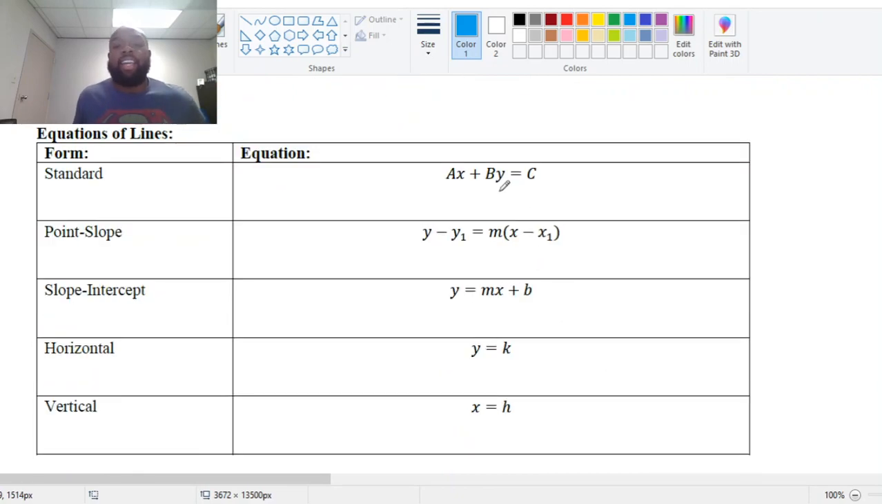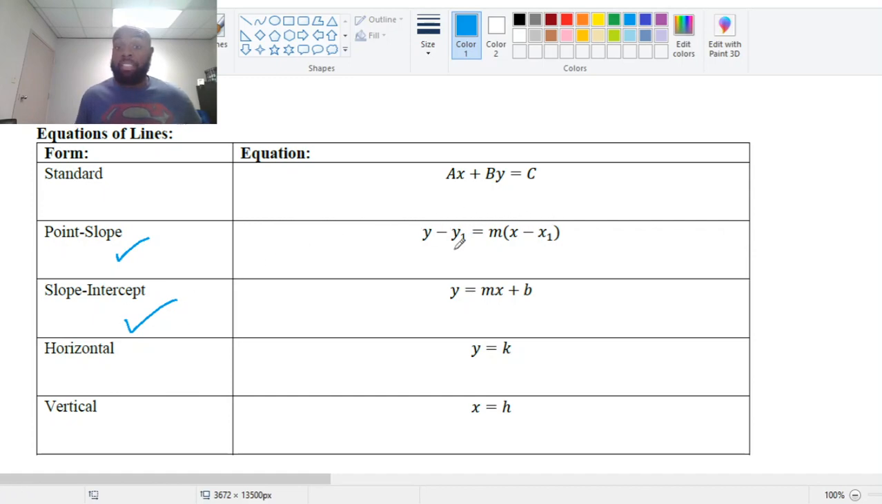Again, we talked about the standard form of the equation of a line. We usually don't use this formula to write equations of lines. We usually use either the point-slope form of the equation of the line or the slope-intercept form of the equation of the line.